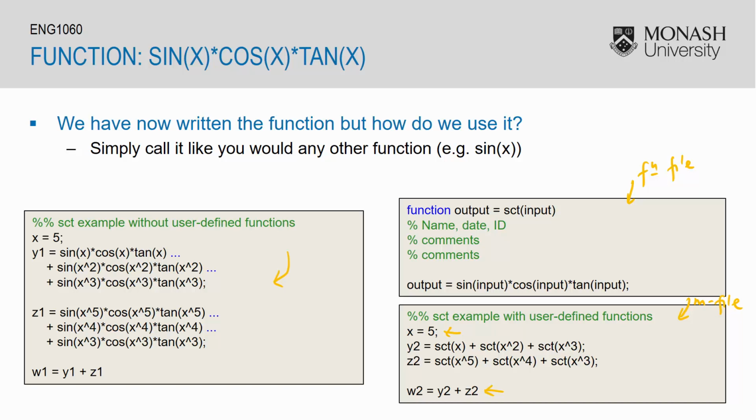So you can see the difference in the length of code between the left-hand side, where we're not using user-defined functions, and the right-hand side, where we have a function and an M file that calls that function. So just to be clear, our SCT of x is actually equivalent to this line here on the left. SCT of x squared is equivalent to this line. SCT of x cubed is equal to this line. And so forth for these z commands.